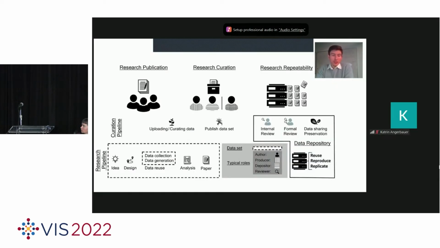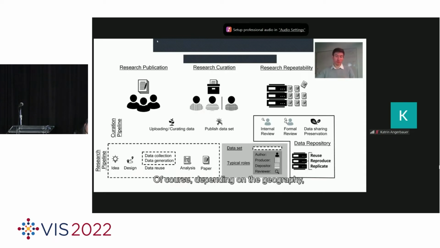Here, we see the overview of publication, curation, and research repeatability, and each of these has its own pipeline. For the research pipeline, we see that there are different types of data. Data can be either produced or reused, and produced data can then be not only any collected or generated data, but also data from the research activity itself. Once all this data is produced, the authors become producers and depositors to curate and, as the name suggests, deposit the data in a data repository, wherein data quality and formal policy compliance are ensured through a two-step review process. Of course, depending on the geography, there might be other roles.